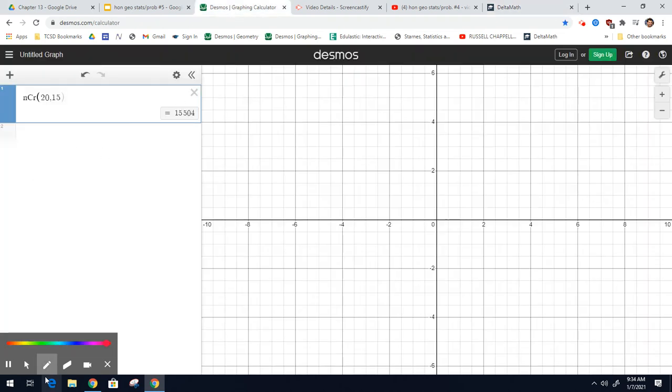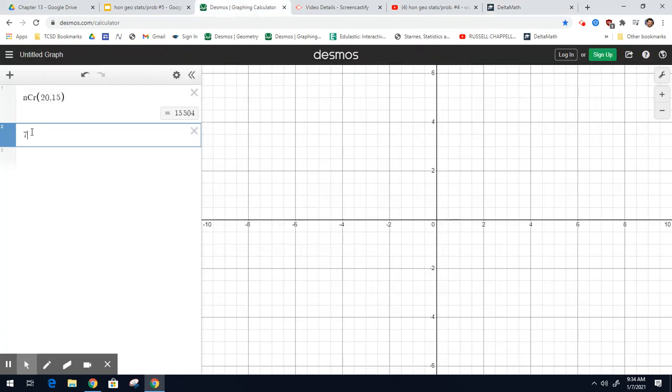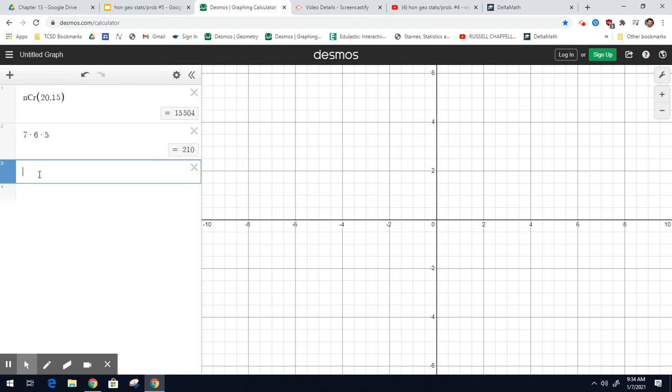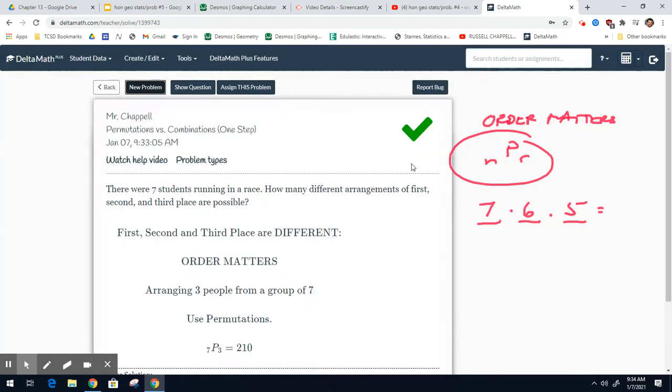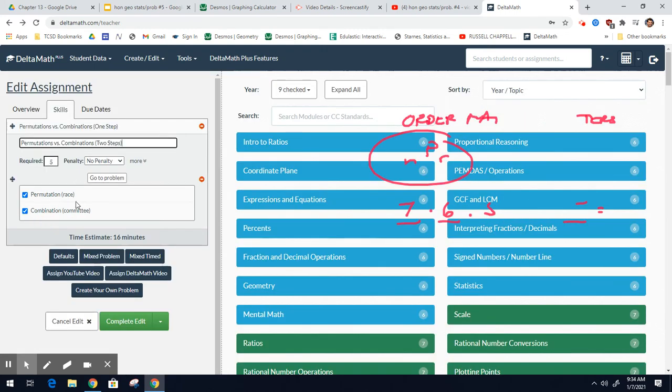And we'll do that here. 7 times 6 times 5, and that's 210. Now, again, you could do nPr. There's 7 people, we're choosing 3 spots. It doesn't matter what you want to do, but in my opinion, the fundamental counting principle way is the easier way to do it. And that's 210. There we go, so that's simple. That's one-step permutations or combinations. Let's step it up and do 2 steps.